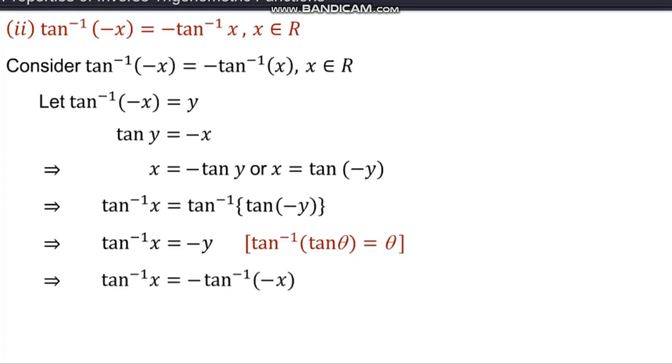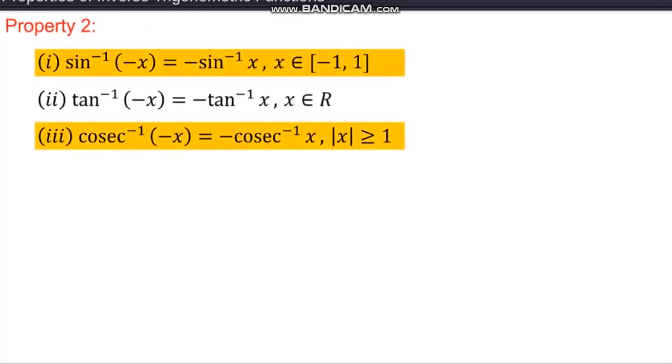Substituting the value of y gives tan inverse x is equal to minus tan inverse of minus x. On multiplying both the sides by -1 gives the result, that is, tan inverse of minus x is equal to minus of tan inverse x. The other two properties can be proved in a similar way.